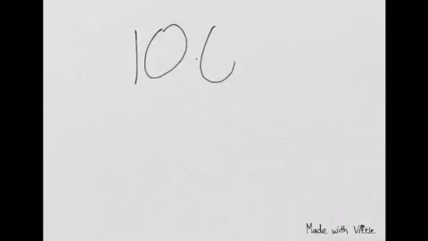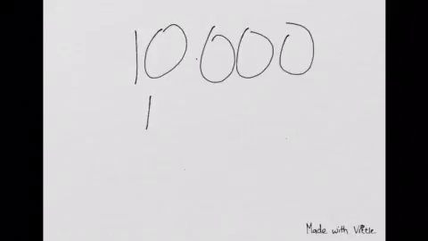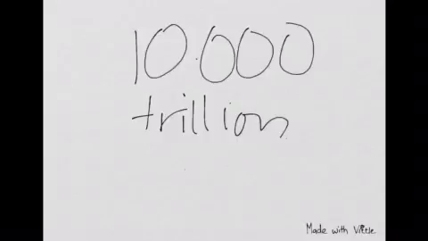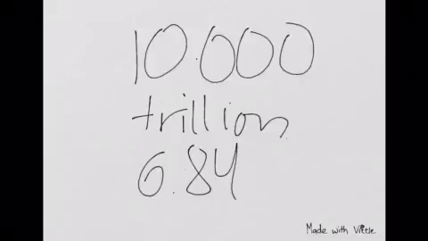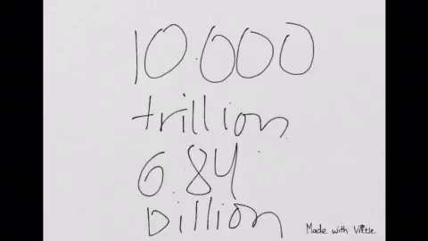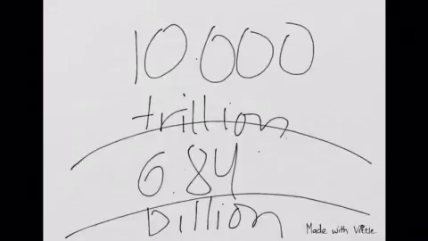The number of living ants in the world is approximately 10,000 trillion ants. And the total number of living humans in the world is 6.84 billion humans. So, now that we have the number of ants, the number of humans, and the weight of one human and one ant, we can start our procedure.